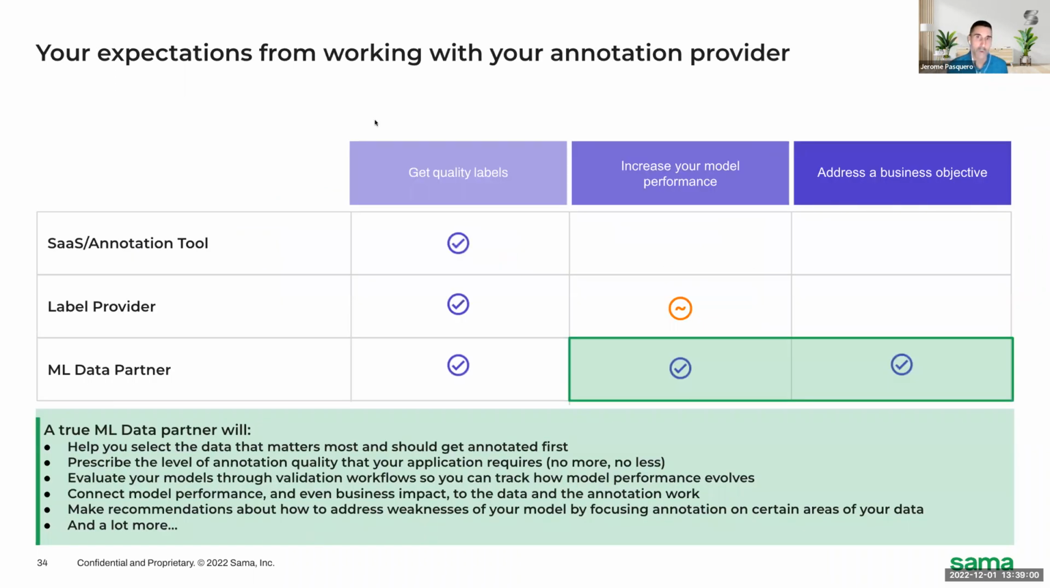So, depending on your expectation from working with your annotation provider, if you're just going for quality labels and you just want to judge them on the number of rejected samples, that's absolutely fine. And any of the different categories that we've been visiting so far are okay. If your goal is to increase your model performance, you're really looking for a machine learning data partner. They'll be able to help you maybe even identify some of the classes or some of the situations where your model is not working very well, and what kind of data you should be annotating next to improve that model performance. And if we're going really one step further and trying to address the business objective, then you'll need to be very open with this partner, so they can really try to tie the whole data annotation regime and validation and re-annotation to a clear business objective.